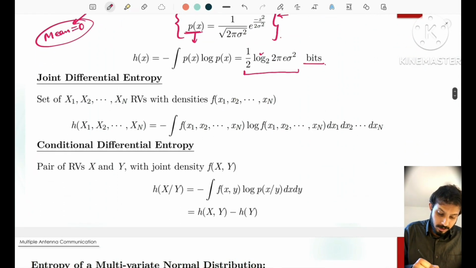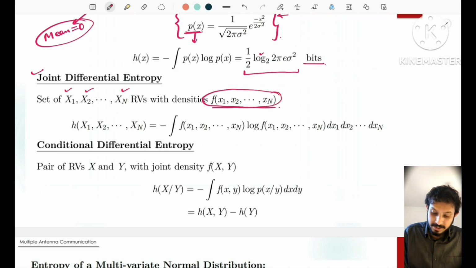Similarly, we can also define the joint differential entropy if we have a set of random variables x1, x2, xn, and they are distributed with density f of x1, x2, xn. We can substitute this density into the entropy form and we get the joint differential entropy.